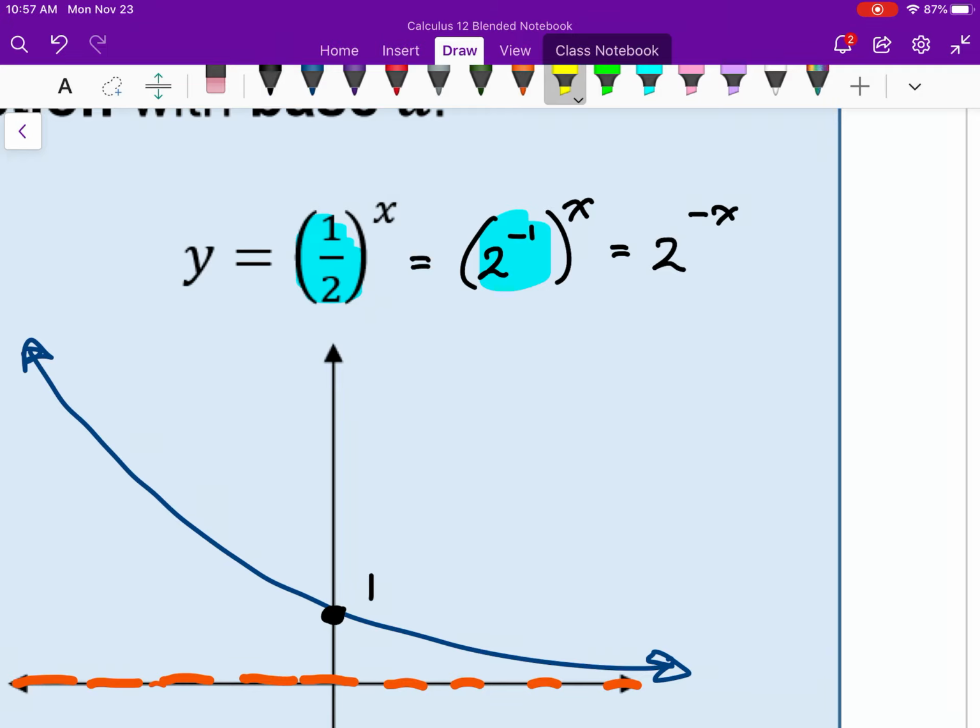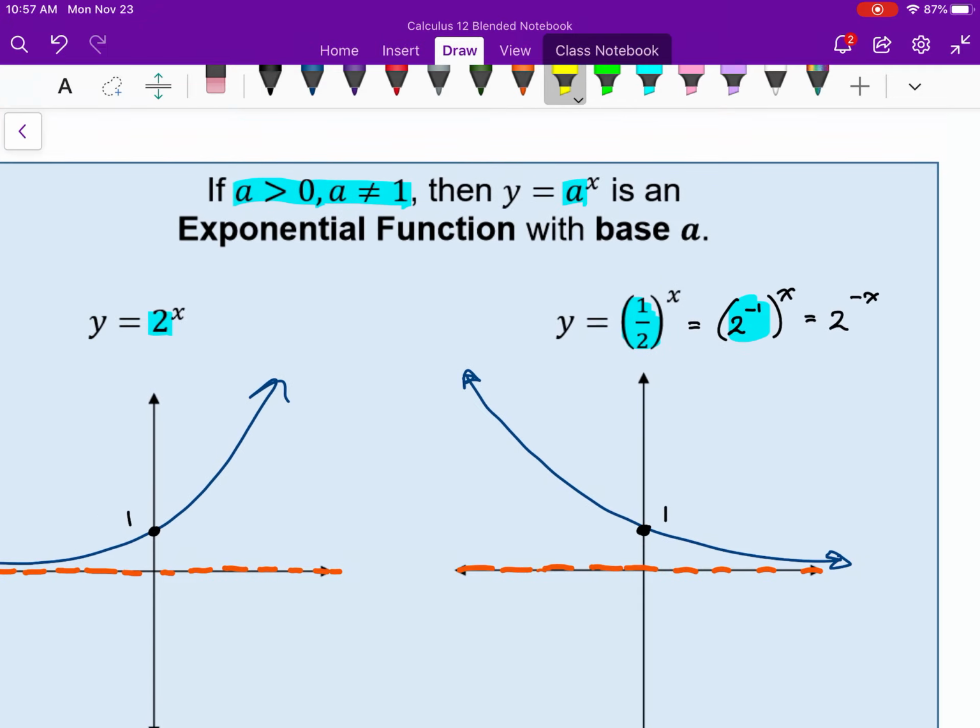Which again, I can now see algebraically that 2 to the power of x and 1/2 to the power of x must be horizontal reflections of one another.